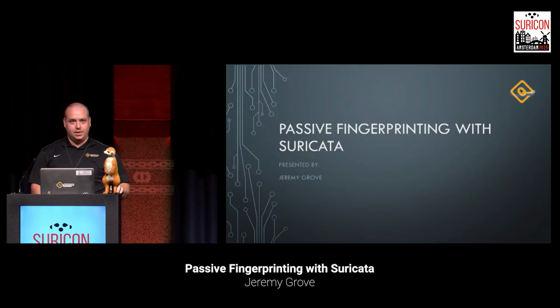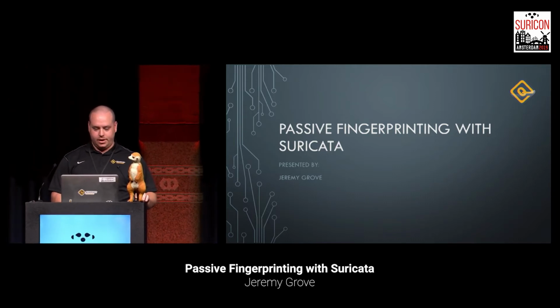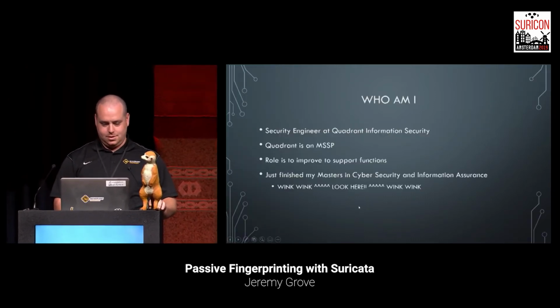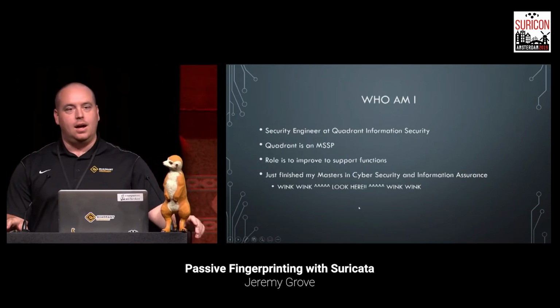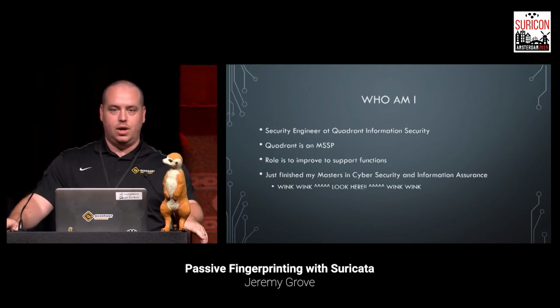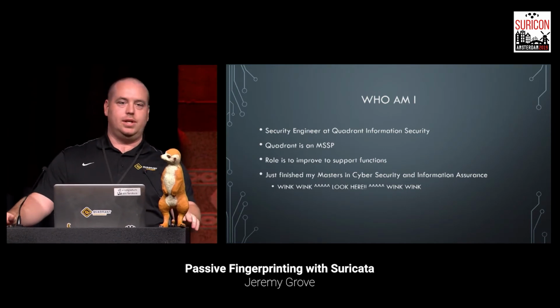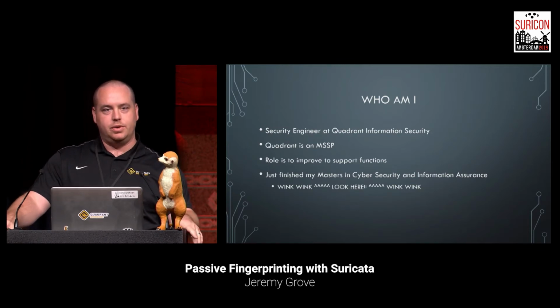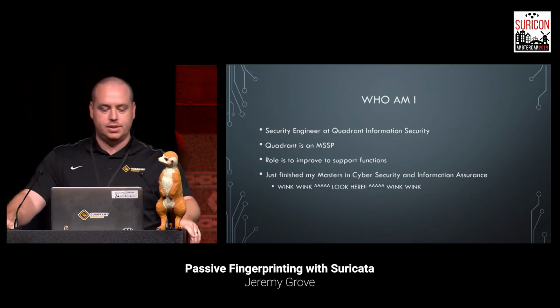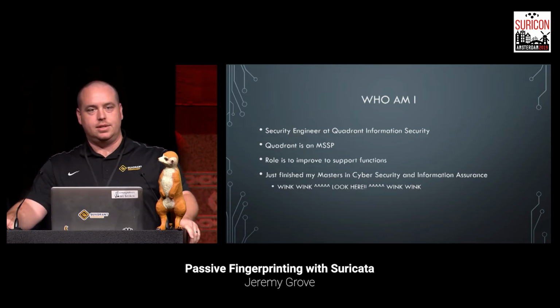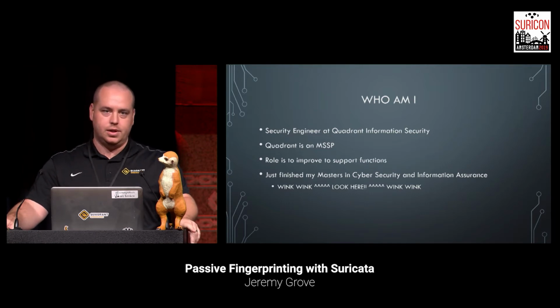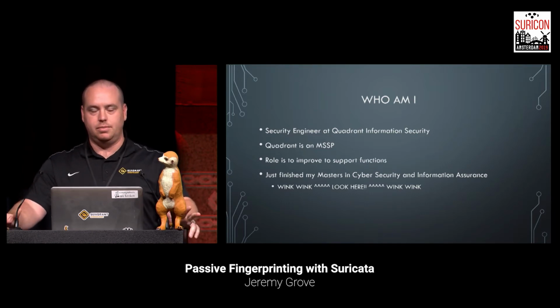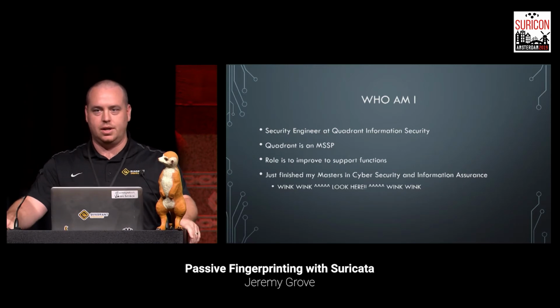So like you said, I'll be covering passive fingerprinting with Suricata. But first, a little bit about who I am. I am a security engineer at Quadrant Information Security. Quadrant is a managed security services provider, so we run a 24/7 SOC. That is the main driver behind why we started looking into this. My role there as a security engineer is to improve SOC support functions. Primarily I work with Suricata on the back end across all of our clients, across all of our sensors.